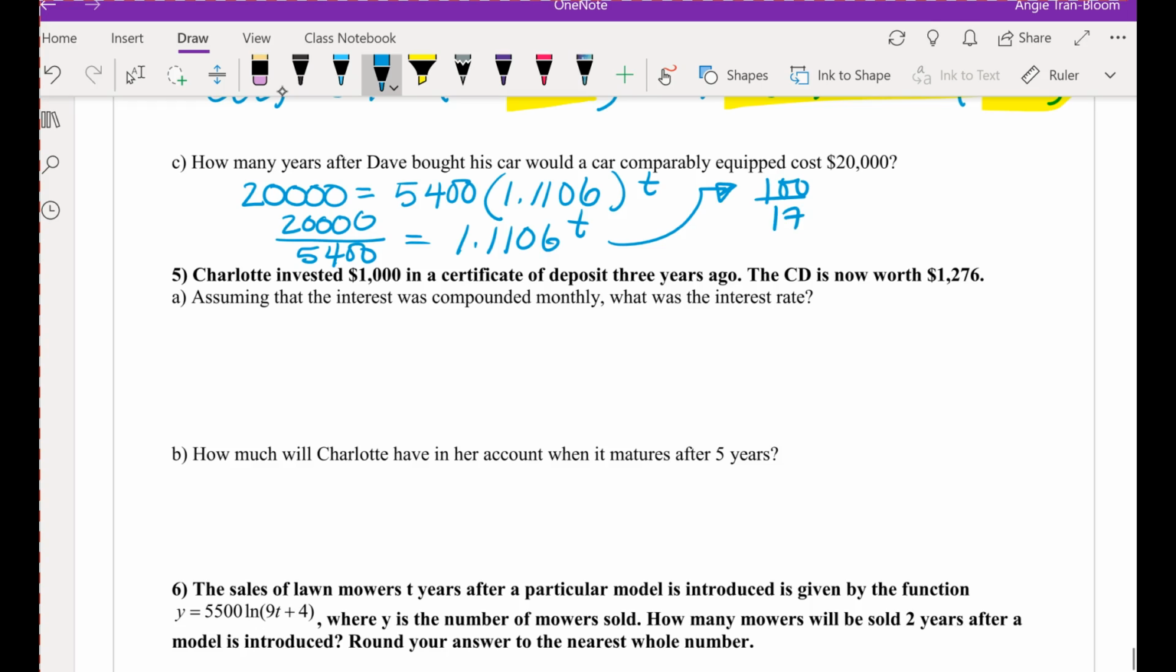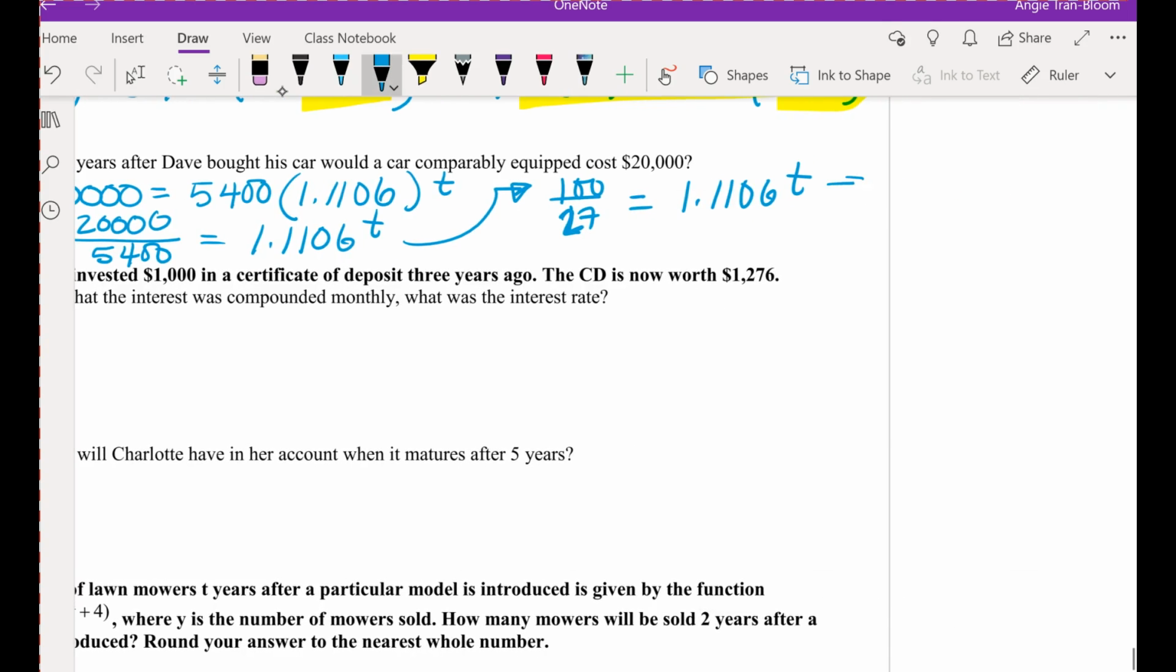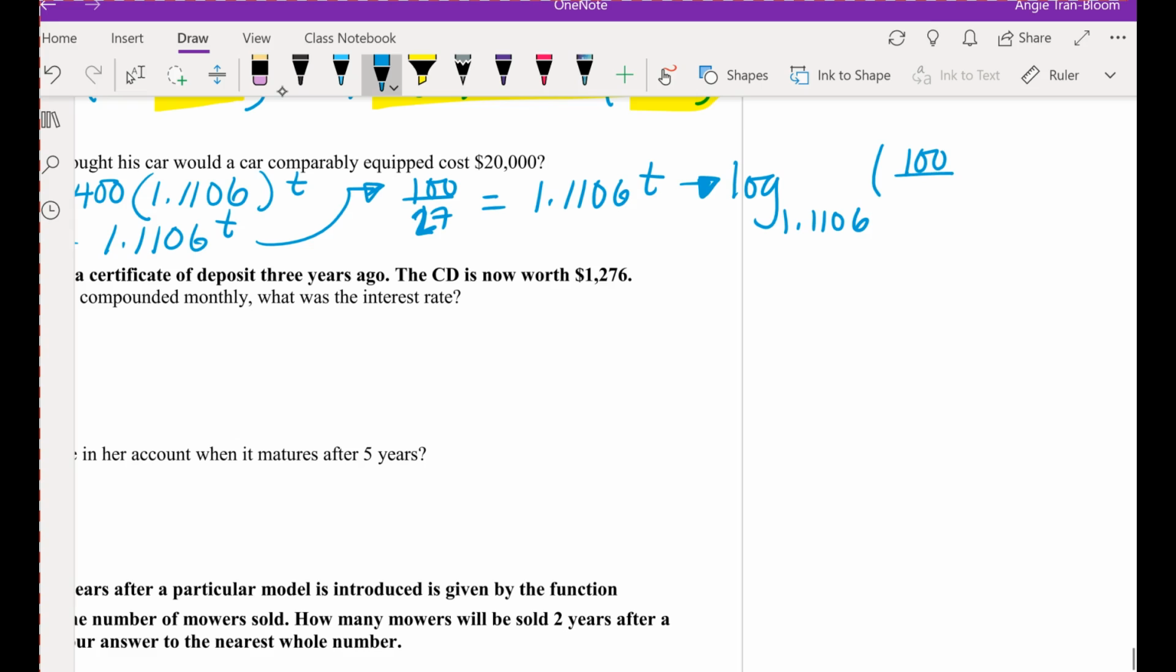Someone confirm? What is it? 27. Thank you. Equals 1.1106 to the t power. Currently, it's in exponential form. How do we solve an exponential form? Natural log. Is it natural log? No. No, regular log. Log base what? 1.1106 of what? 100 over 27 equals to t. How would you use your calculator to solve for t?